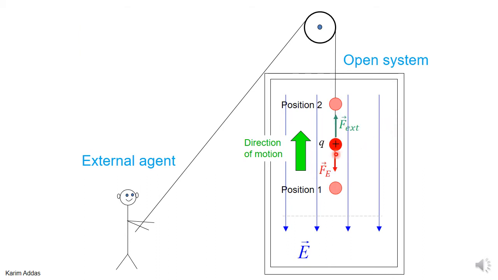Well, there's the electric force, because the charge exists in an electric field, and it's positive, so the force is in the same direction as the electric field, downwards. And then there's the external force, which is the force due to the rope or the rod that's attached to the charge, pulling it upwards.